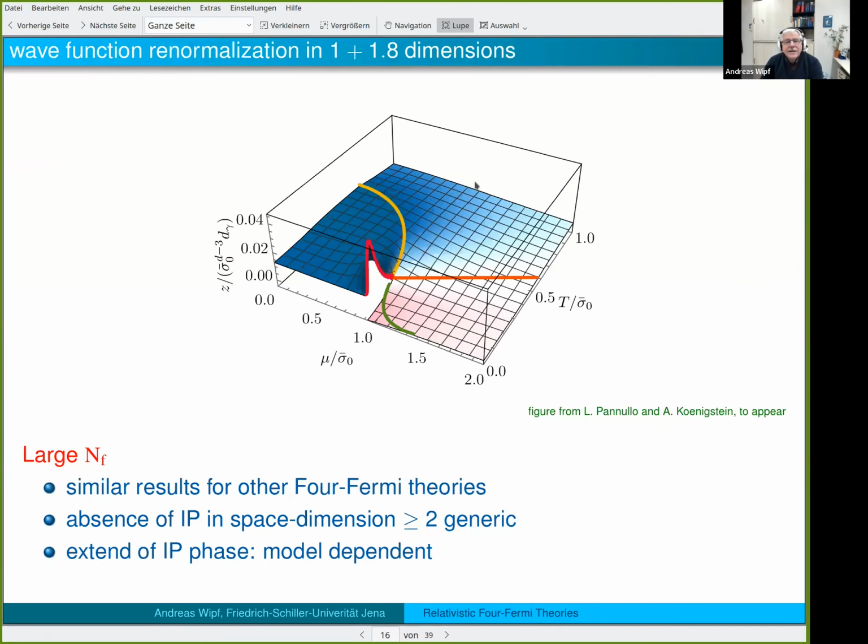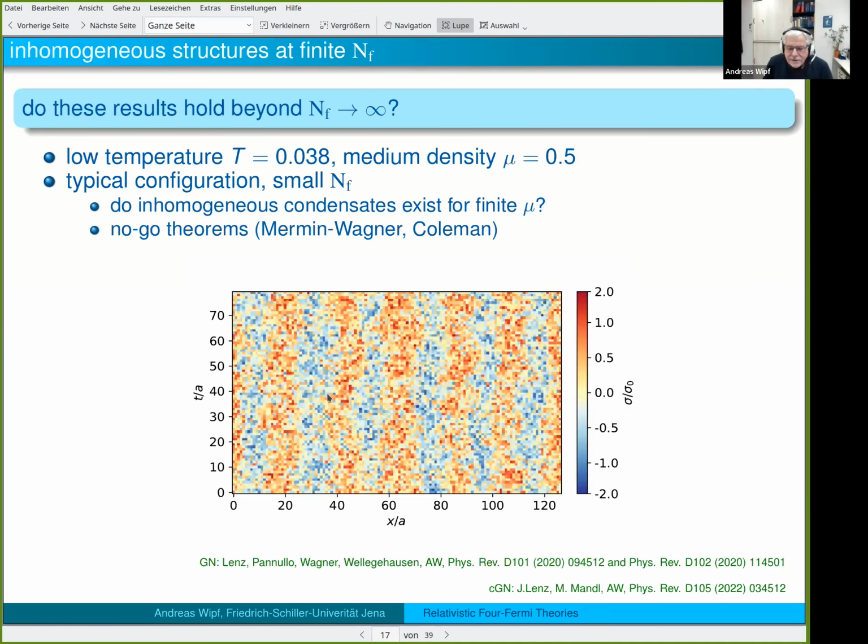Okay, now this again shows the phase diagram in 3 dimensions. I think I have explained everything. It's just a different representation of the previous result. Okay, so this is roughly the story in the limit NF going to infinity.